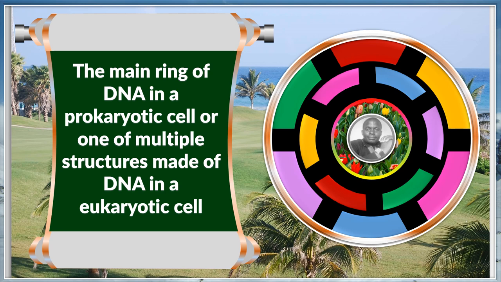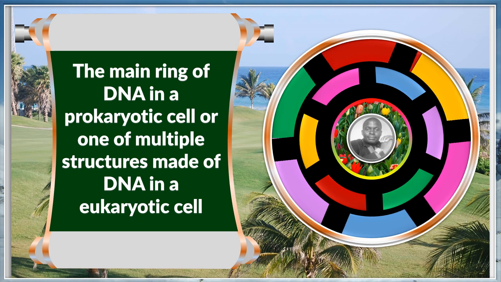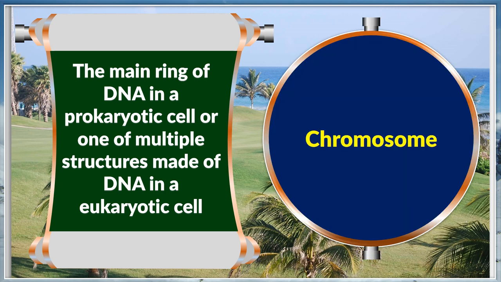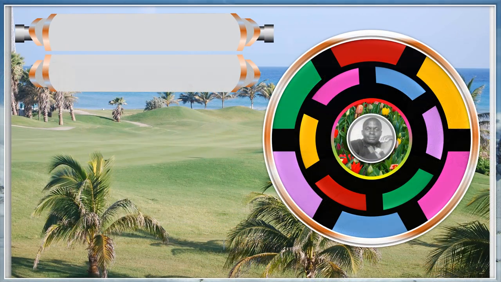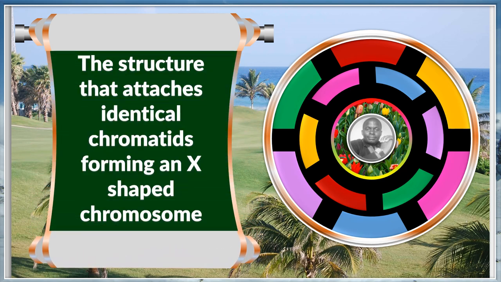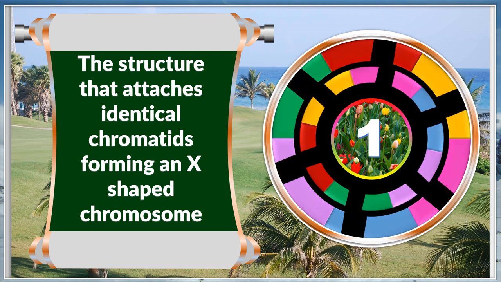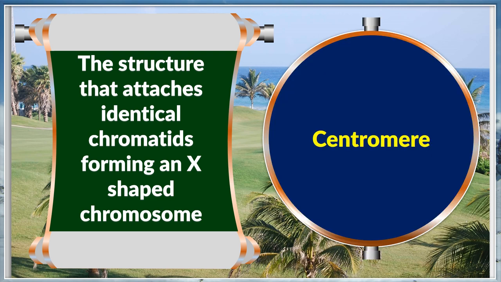The main ring of DNA in a prokaryotic cell, or one of multiple structures made of DNA in a eukaryotic cell. Chromosome. The structure that attaches identical chromatids forming an X-shaped chromosome. Centromere.